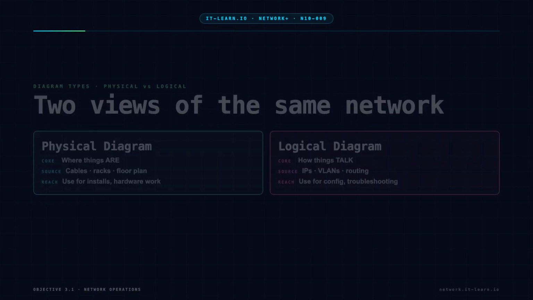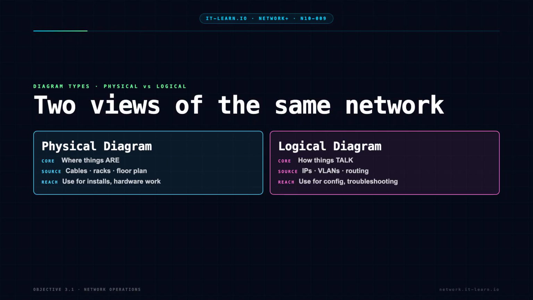Physical diagrams show the actual physical layout of the network, including device locations, cable runs, rack positions, and room layouts. These diagrams help technicians understand where equipment is physically located and how it is connected. Logical diagrams show the logical structure of the network, including IP addressing schemes, VLANs, subnets, routing domains, and traffic flows. Logical diagrams abstract away the physical details and focus on how data moves through the network.